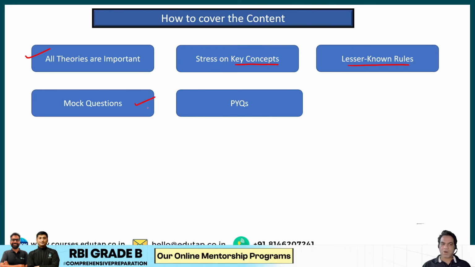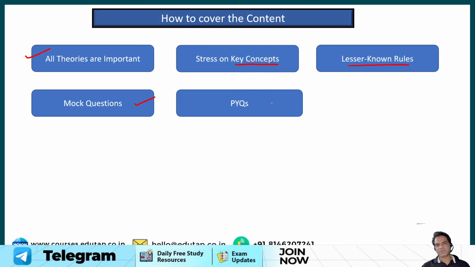Then focus on your mock tests. Mock tests are very important. They'll tell you where you stand today and where you need to focus. And PYQs, guys, very important.